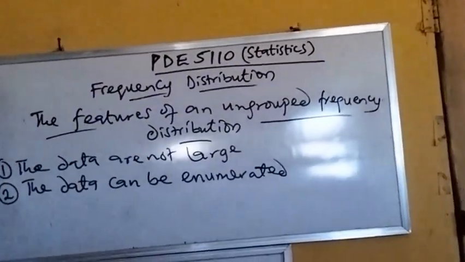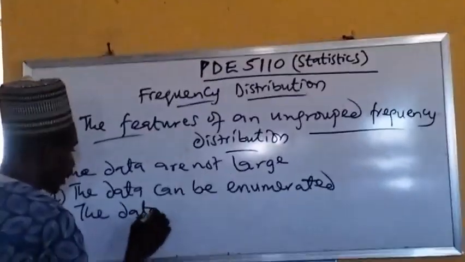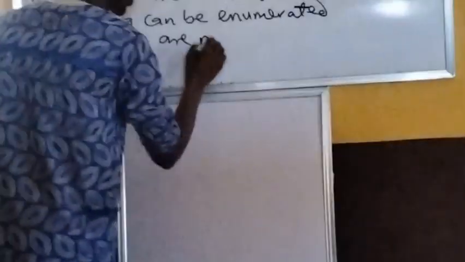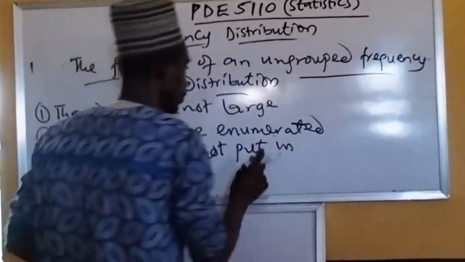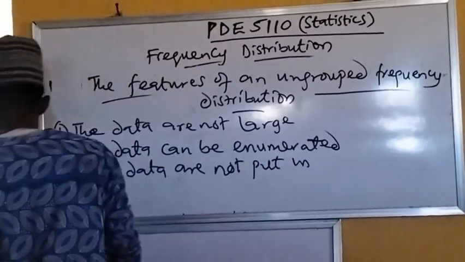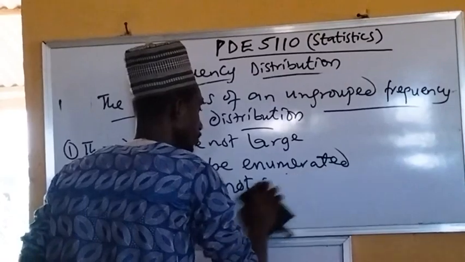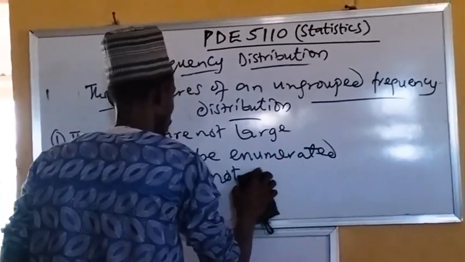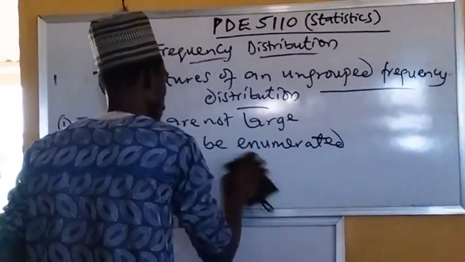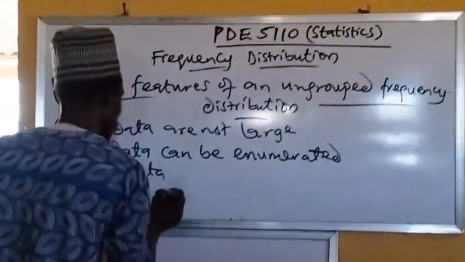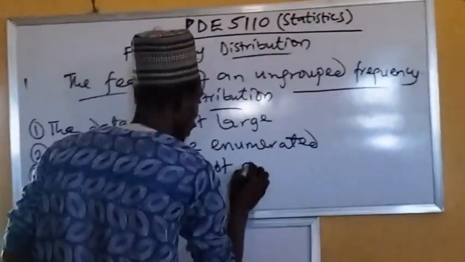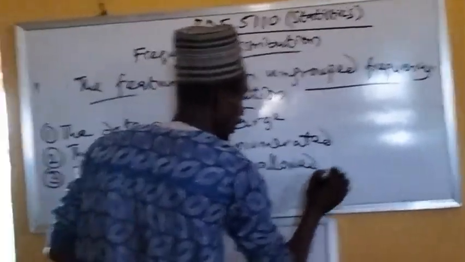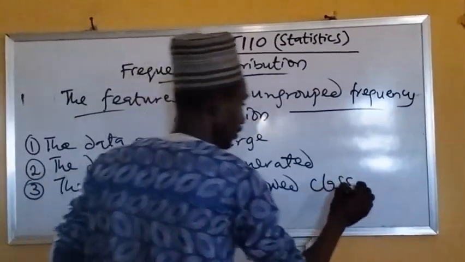Again, let me put it this way: the data does not allow class interval.